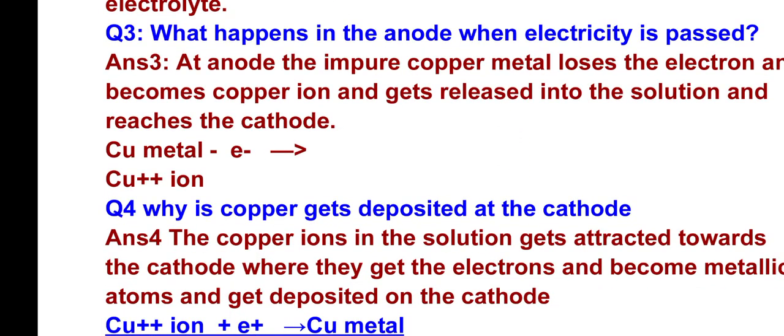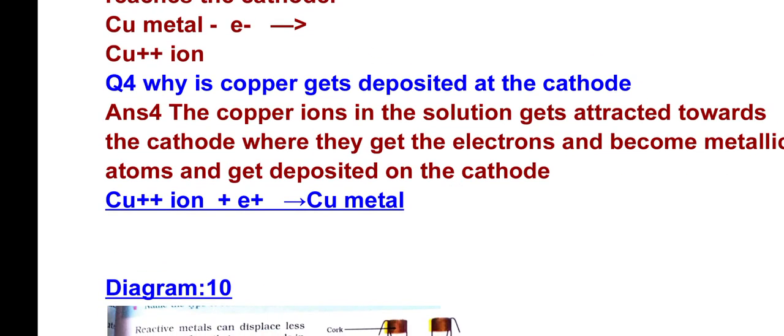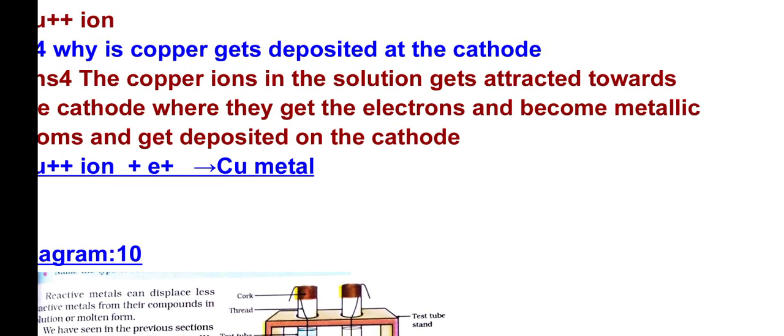As the cathode is rich in electrons, the ions, after the anode losing electrons, need the electrons. So the ions will move towards the cathode, being positively charged. Why is copper getting deposited at the cathode? That is the fourth question.